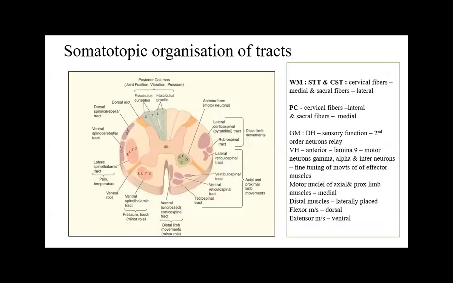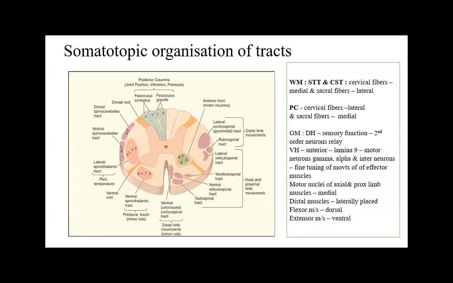Now we'll see the somatotopic organization of the tracts. In the white matter, we have the spinothalamic tract and the corticospinal tract. In both these tracts, the lamination is such that the cervical fibers are placed medially and the sacral fibers are placed laterally. Whereas in the posterior column, the cervical fibers are arranged laterally and the sacral fibers medially.